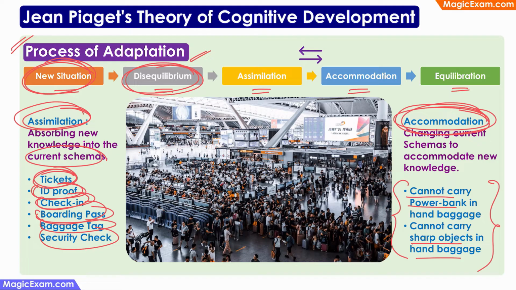And after that, I reach a stage of equilibration, because the second time that I travel, I have gone through all of this the first time. So I know what needs to be done. So I am not in a state of disequilibrium, right? I am in a state of equilibration because now I'm an experienced traveler. So Piaget's process of adaptation says that whenever we come across a new situation, then we go into disequilibration and then we have to assimilate some knowledge or accommodate some knowledge, and then we reach a stage of equilibration.